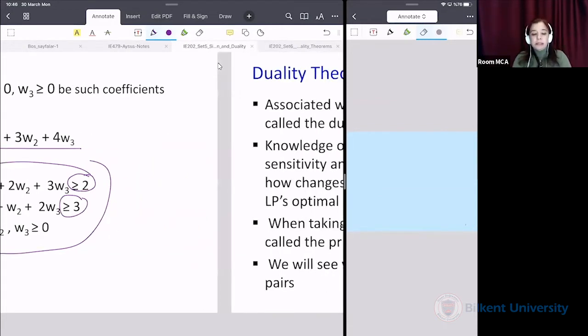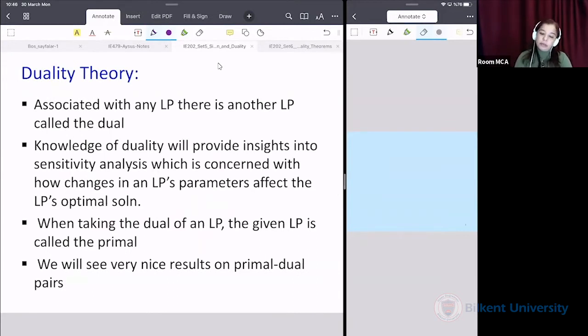Now, this observation actually leads to a very crucial theory in optimization. That theory is what we call the duality theory. I like to say this: associated with any LP, there exists another LP, which is called the dual.